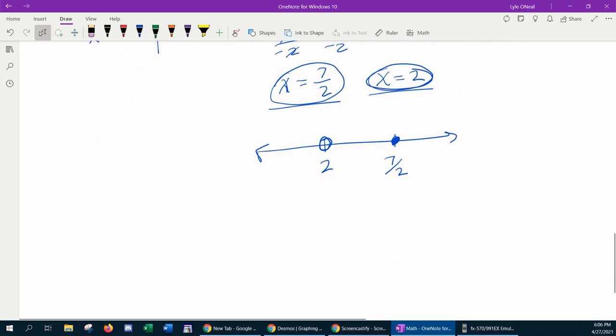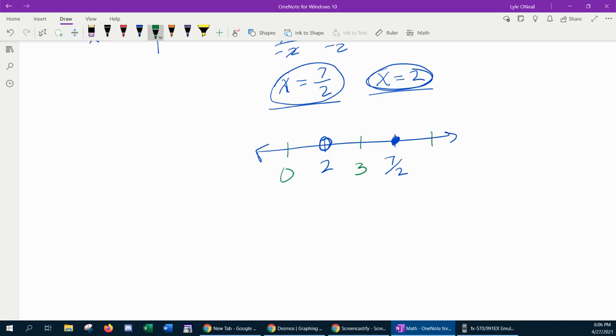Now that I've got my number line with my critical points, the next thing I need are test points. Remember, you have to have a test point for each region. So my first test point has to be less than 2. I'm going to pick 0. My next test point has to be between 2 and 3.5. I'm going to go with 3. Remember, you can pick any number you want, provided that it is in that region.